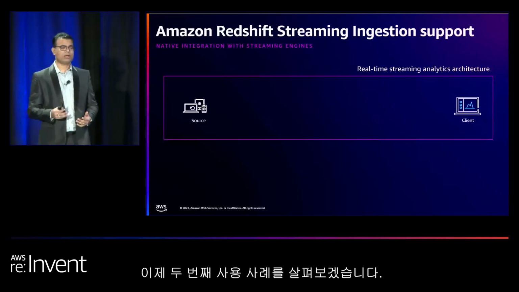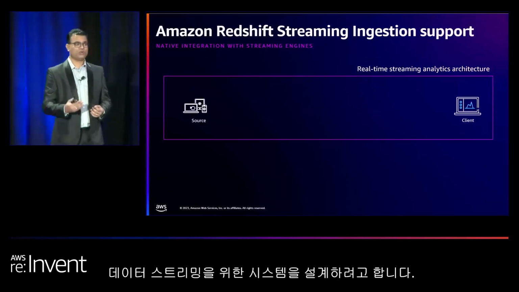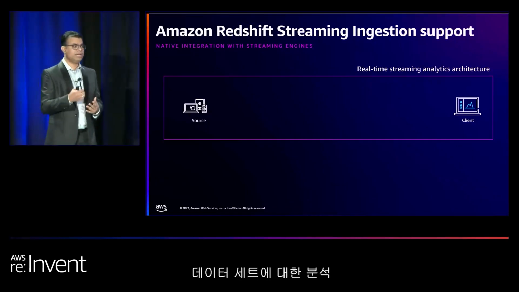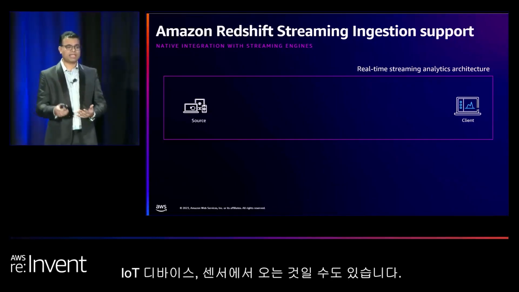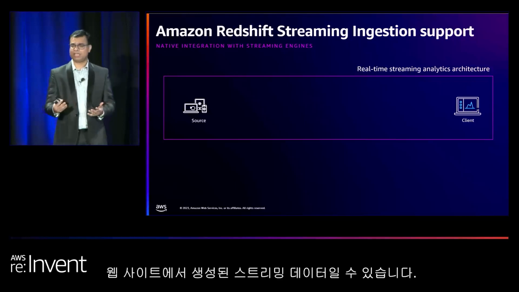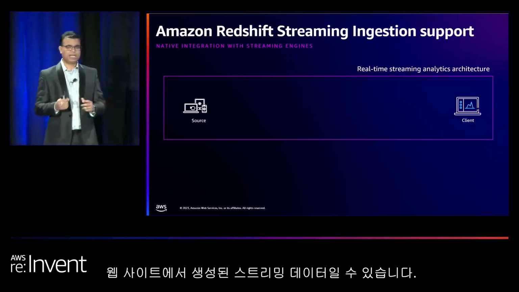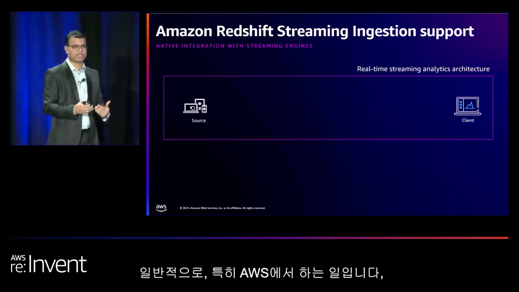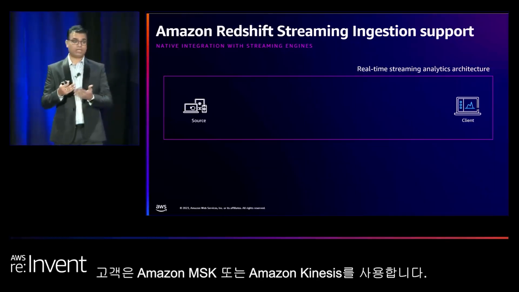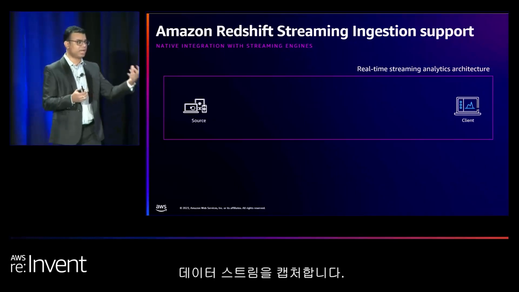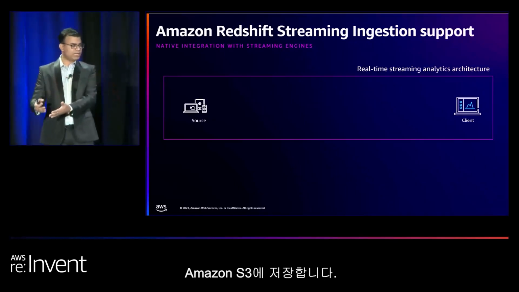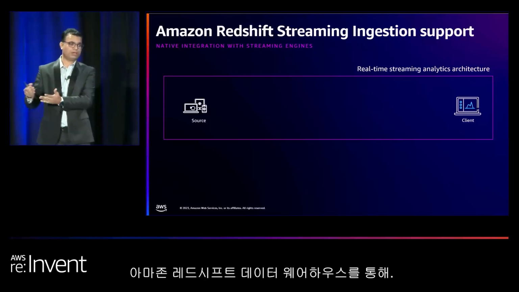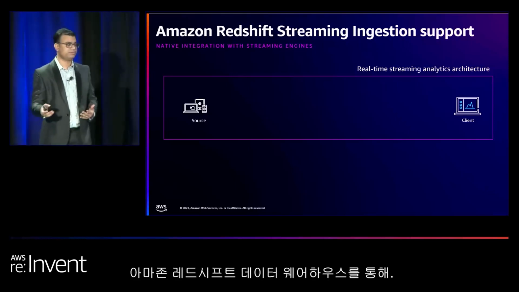Now let's take a look at the second use case, where you want to design a system for streaming data analytics for the data sets coming from IoT devices, sensors, maybe the streaming data generated by a website. Typically, at AWS especially, customers use Amazon MSK or Amazon Kinesis to capture those data streams. They store it in Amazon S3, they run the ETL jobs, and finally make it available for reporting, maybe through the Amazon Redshift data warehouse.